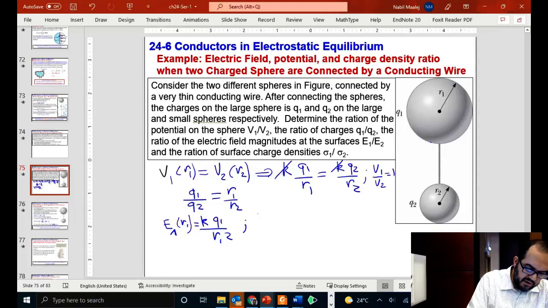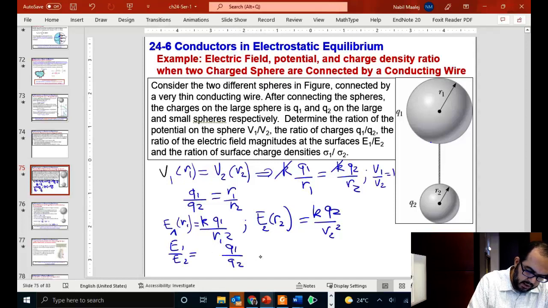Okay, the electric field at radius R2 of the second sphere is KQ2 divided by R2 squared. So if we take the ratio E1 over E2, this is KQ1 over R1 squared divided by KQ2 over R2 squared. So we will get Q1 over Q2 and R2 squared divided by R1 squared.